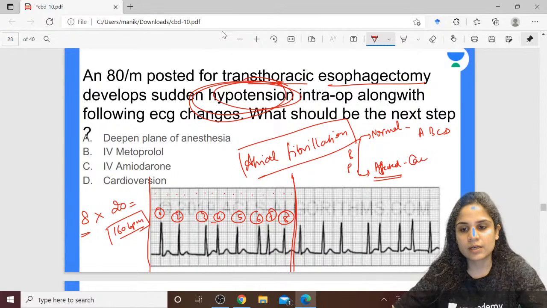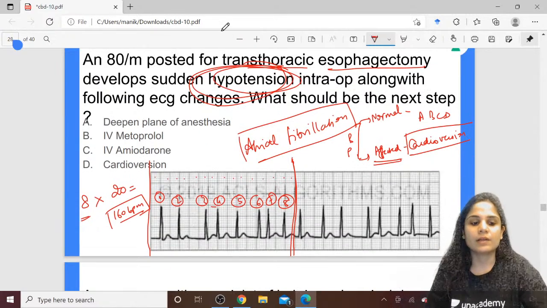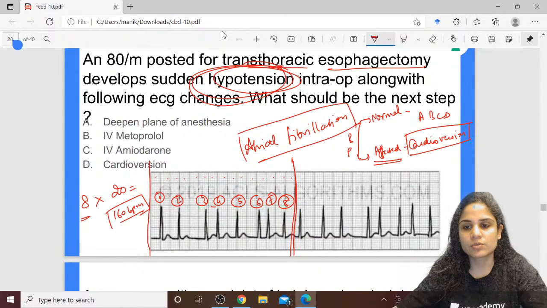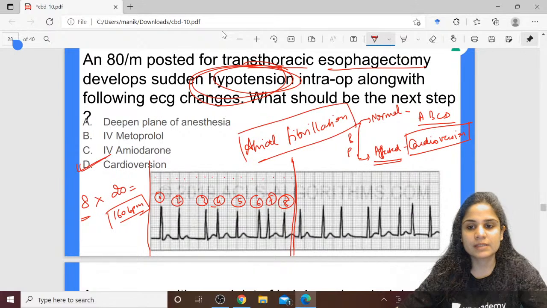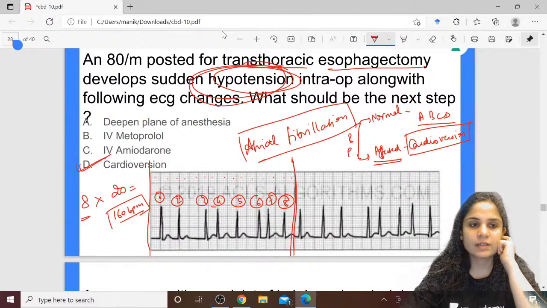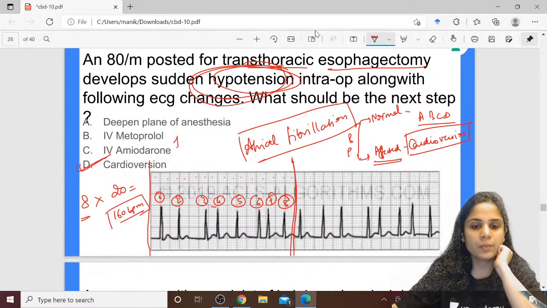So to convert this atrial fibrillation back to sinus rhythm in case of hypotension, I will cardiovert this patient. So cardioversion will be my answer over here. If this patient was stable hemodynamically, I would have gone for drug infusion or drug related treatment, but since this patient's heart rate is affected over here, I will go for cardioversion. Anyone, can you tell me how much shock I will give in cardioversion? How many joules of energy will I give in cardioversion?